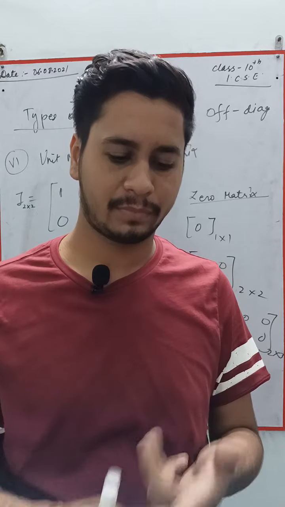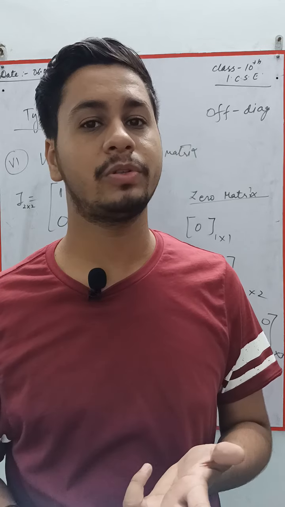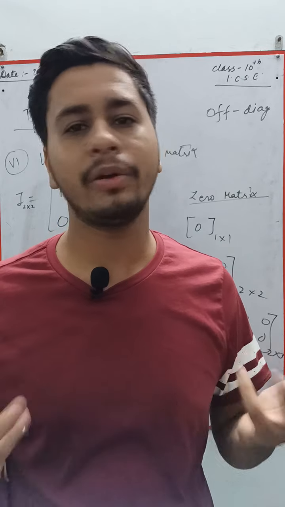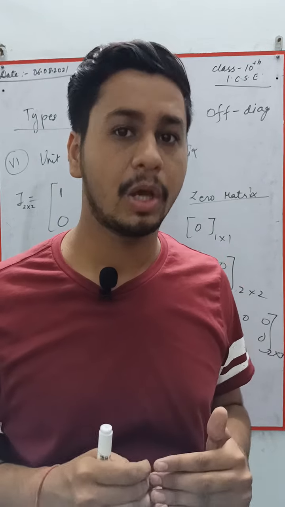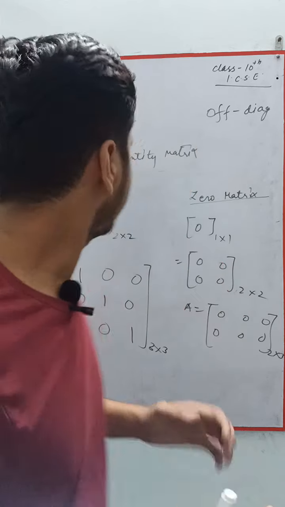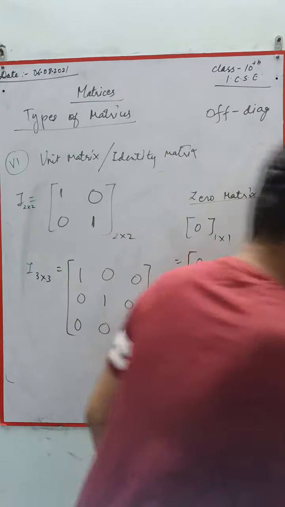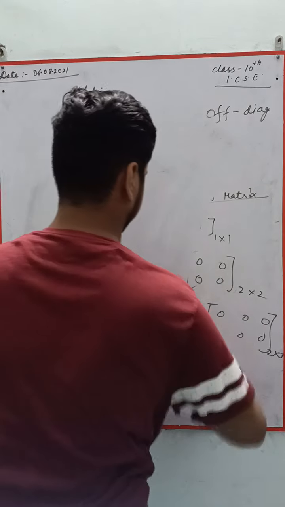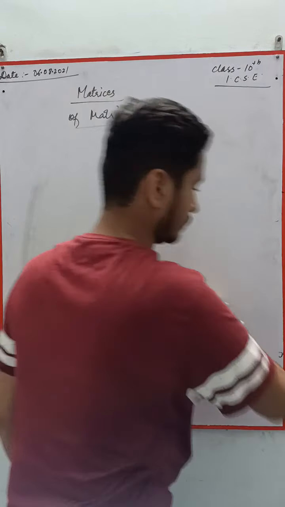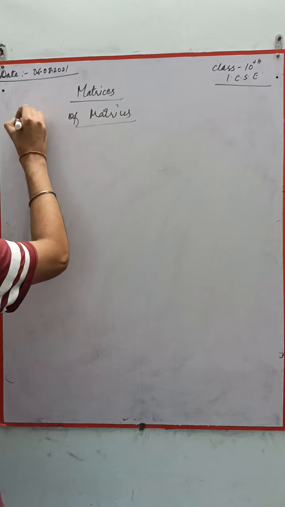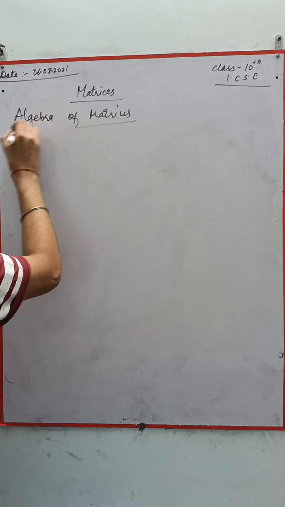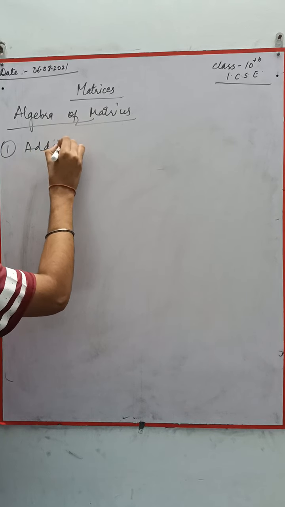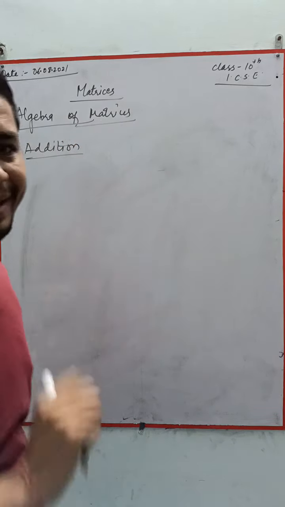You can add them, you can subtract them, multiply also, but you cannot divide two matrices. Okay, so let's start with the algebra of matrices. So here you have algebra of matrices. First we are going to take addition. How can you add two matrices?